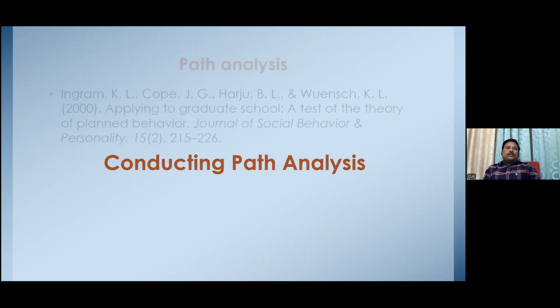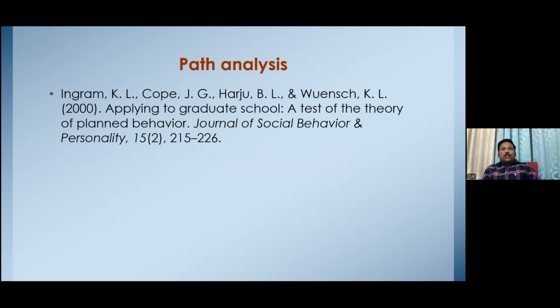So here I'm using this particular paper. I request all of you to go through the paper, because the data which I'm currently using comes from this Ingram paper, Ingram et al., which was published in 2000 in the Journal of Social Behavior and Personality. The title of the paper is Applying to Graduate School: A Test of the Theory of Planned Behavior. So this is the paper which I'm using.